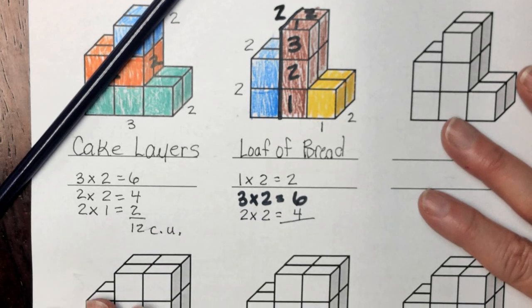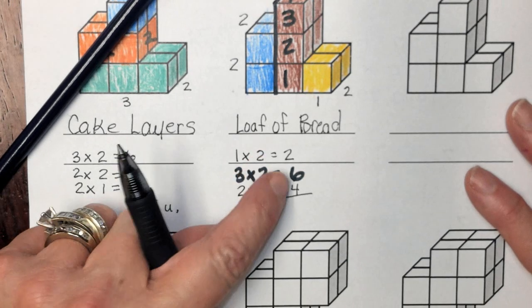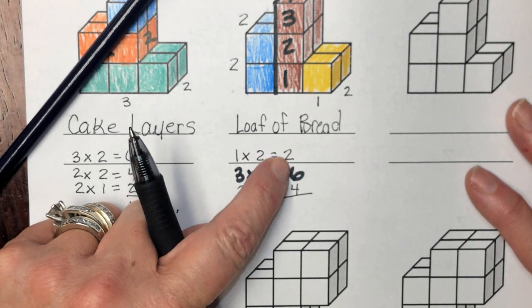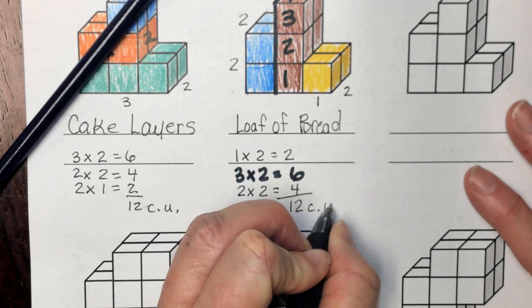If I wanted to find the total volume, what would I need to do with all those different layers? We would add them up. And 2 plus 6 is 8. And 8 plus 4 is 12 cubic units.